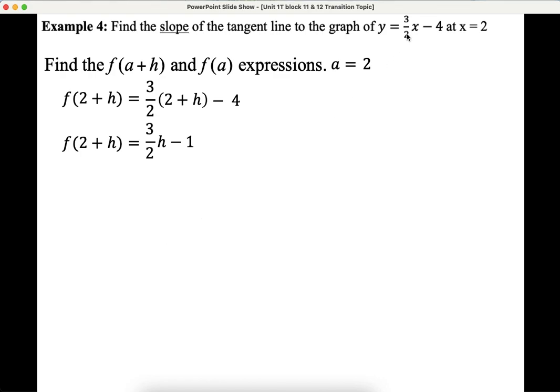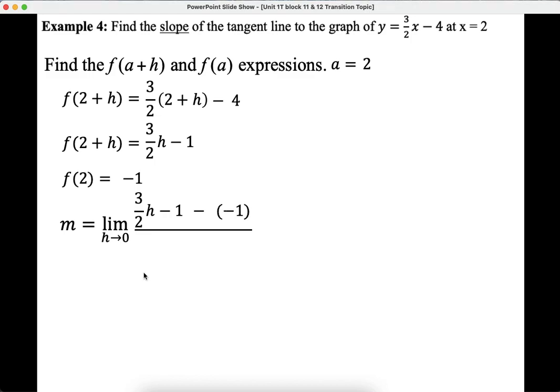Now we're going to plug in 2. And when we plug in 2, we get 3/2 times 2 is 3. 3 minus 4 is negative 1. So our expression looks like 3/2 h minus 1 minus a negative 1. Okay. So because of the way this is written, the constant ends up here instead of being first. But it still cancels, right? Minus 1 minus negative 1, this is plus 1, right? Minus 1 plus 1, those still cancel.